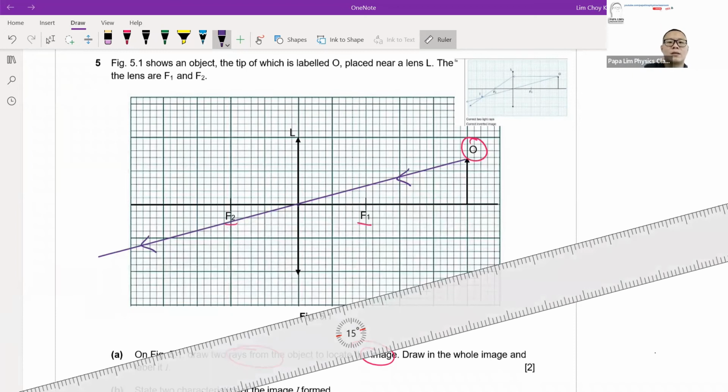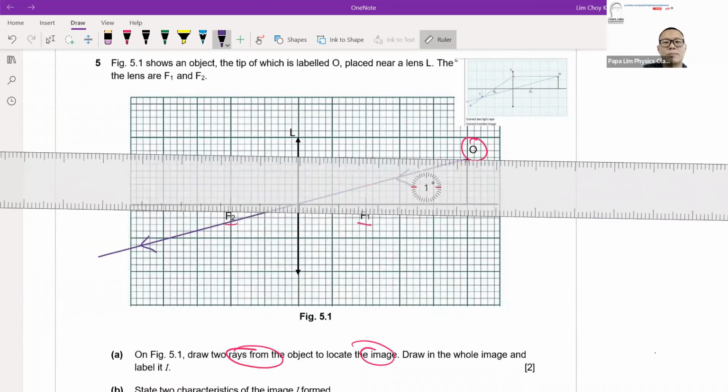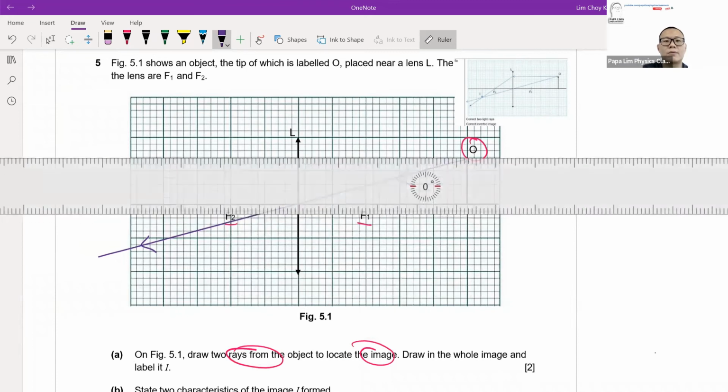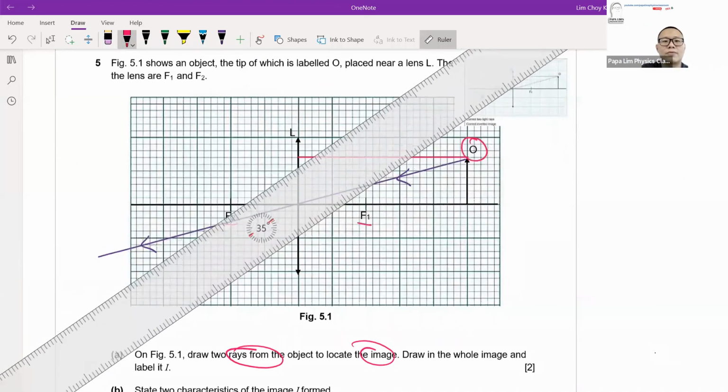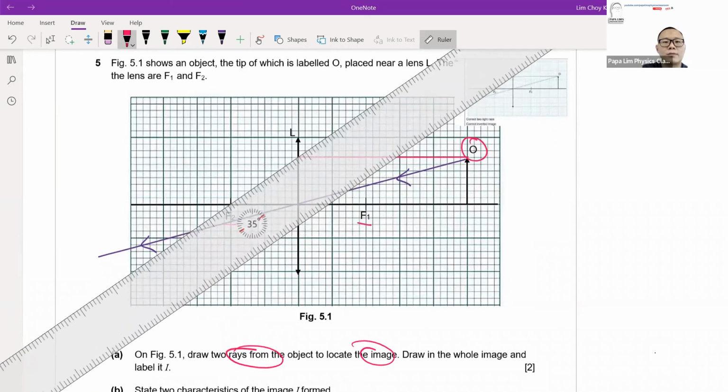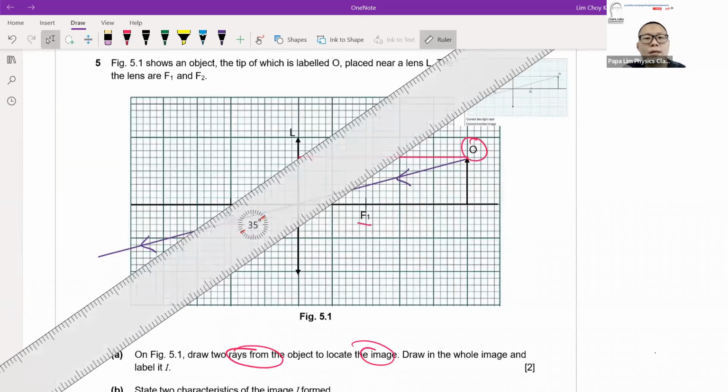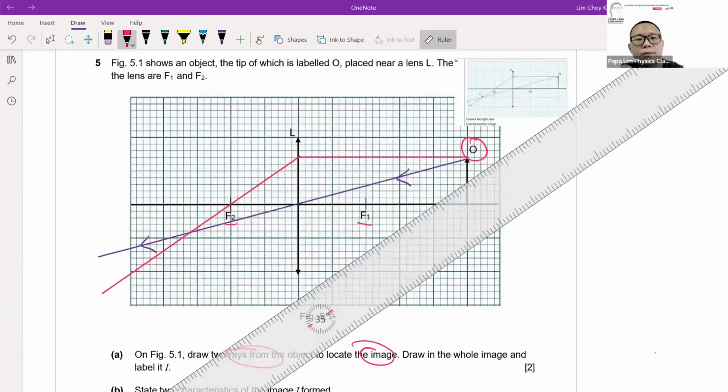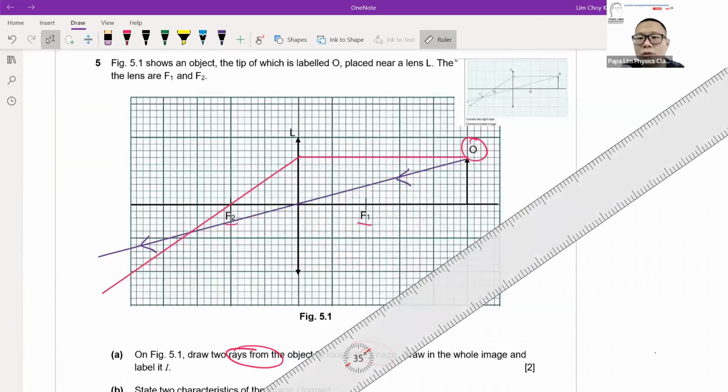Second ray I draw, if you like, I can draw ray 2, which is the parallel ray. It hits the lens. After that, what it does is it cuts the focal point and goes straight all the way. So this is the bend that we are looking at. Remember the arrow, and with this you will find that the intersection point will be the image itself. You can draw the image, which is upside down.